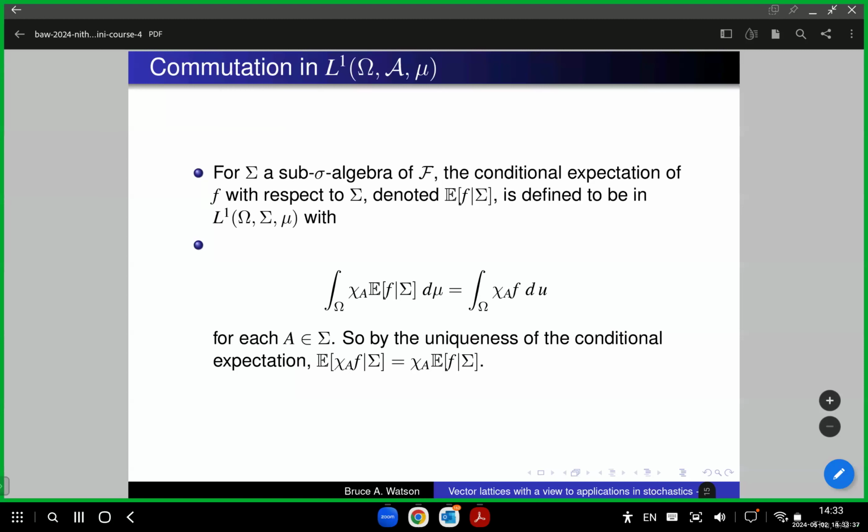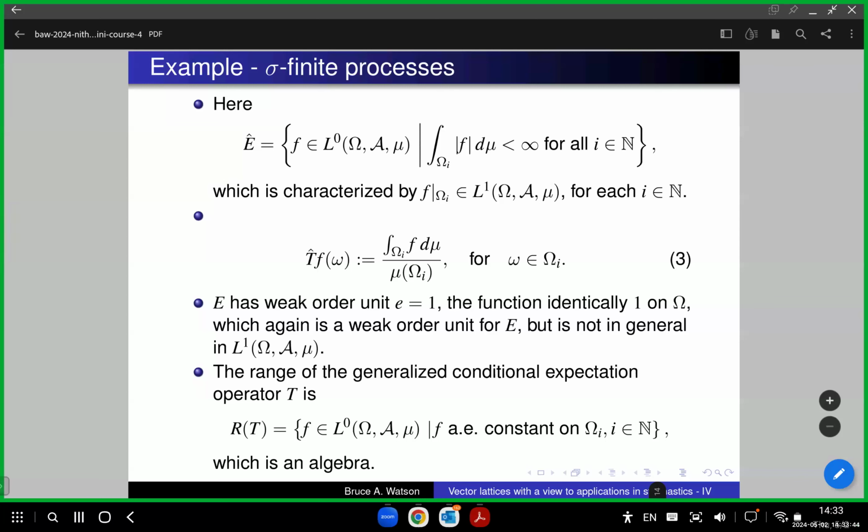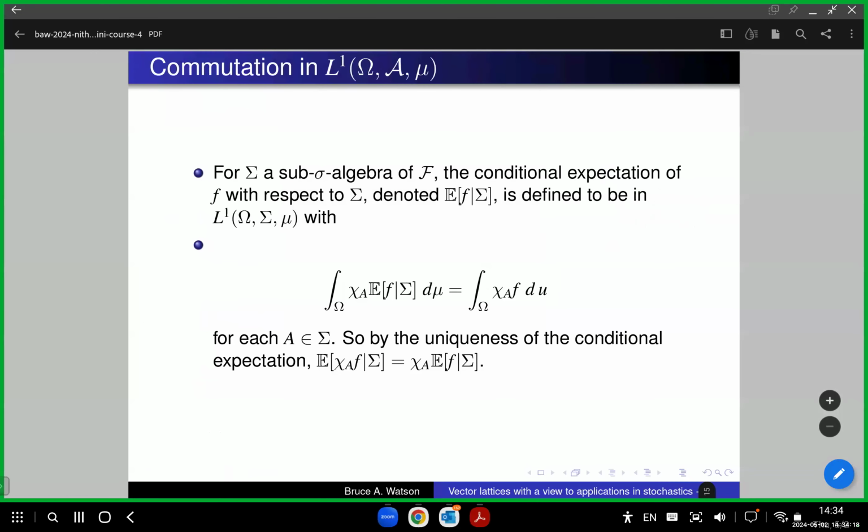And as we can see, even back here, this class of objects to which you can apply this conditioning is larger than your classical L1 in many cases. Even if you take your original space omega, A, mu to be a probability space, and you form this extension, if you take a countable partitioning of that, E hat will be a larger space than your classical L1, strictly larger. And it is, in fact, the largest space you can extend your conditional expectation operator to.